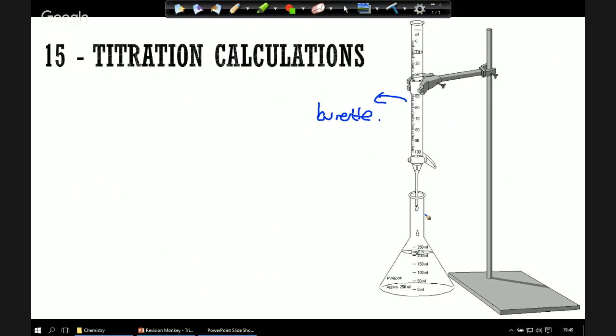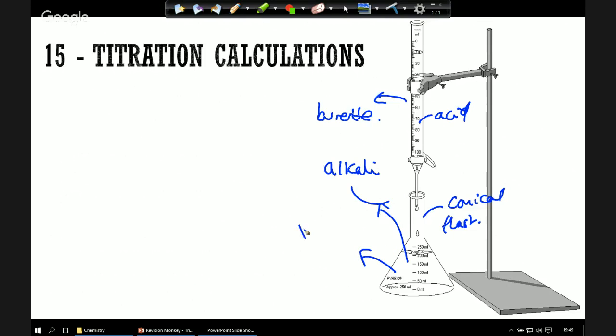Why not? A burette, a conical flask. And you might have some sort of acid in here, some sort of alkali in here, and you will be doing a neutralization reaction. So in here, you would also use an indicator, but you wouldn't use universal indicator because that shows a gradual change. And you don't want a gradual change. You want something called an end point when it's going to change suddenly and straight away.